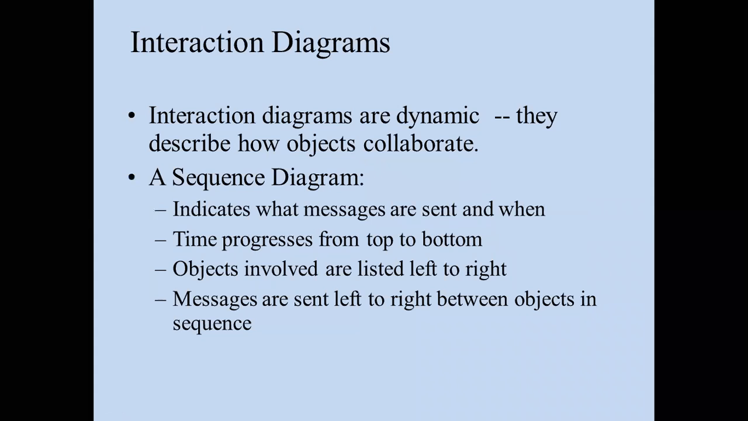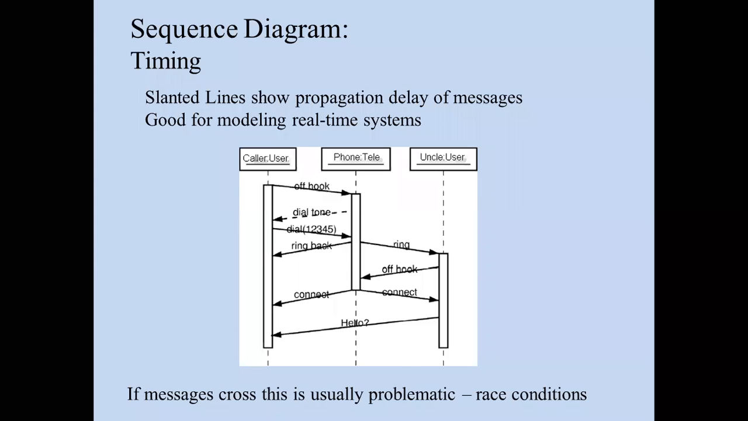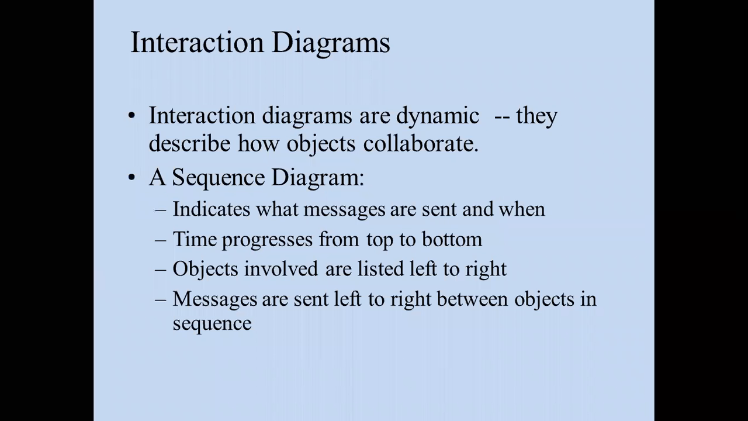Then we have seen the interaction diagrams. Interaction diagrams are dynamic. They describe how objects collaborate with each other. Interaction diagrams include the sequence diagram and the timing diagram. The sequence diagram indicates what messages are sent and when. Here we see the time progress bar and objects.